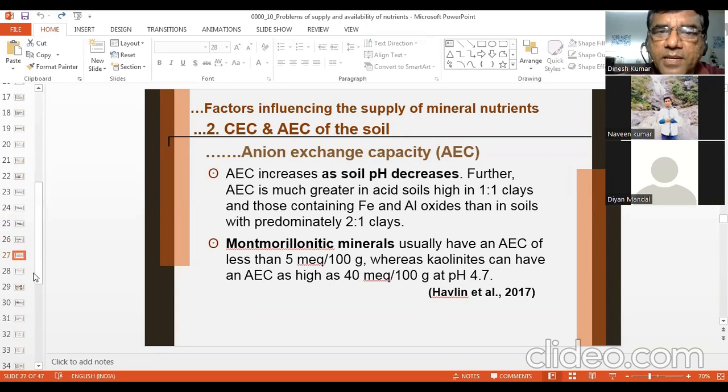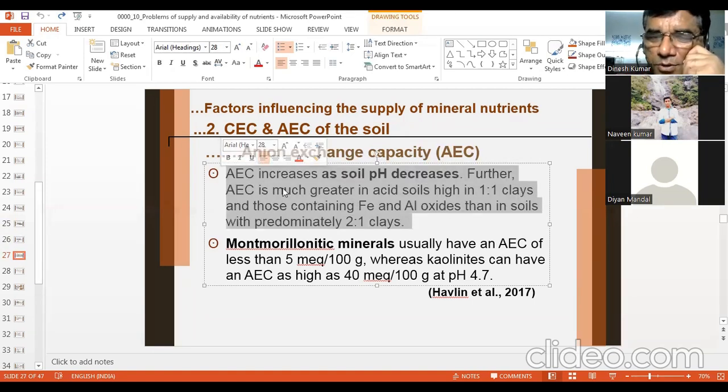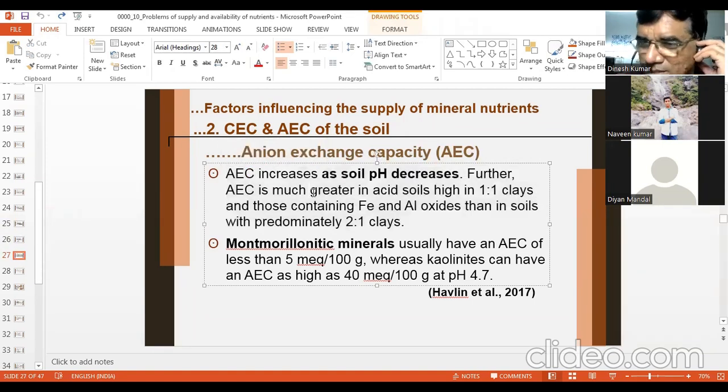Anion exchange capacity increases as soil pH decreases. Further, anion exchange capacity is much greater in acid soils high in 1:1 clays and those containing iron and aluminum oxides than in soils with predominantly 2:1 type of clays. Again, this is a problem for you. You need to find out the answer yourself from the Havlin book, it is there. Or you can also use Nature and Properties of Soils to find out the reasons for this.